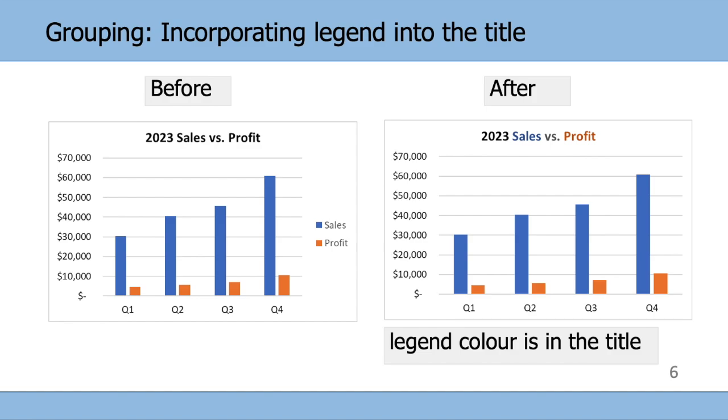On the left-hand side, we have a column graph that has a legend on the side that shows that sales is blue and profit is orange. But on the right-hand side, we incorporated that legend right into the graph's title on the top. Therefore, it's easier to see which color represents what, and it just makes the graph overall cleaner as well.